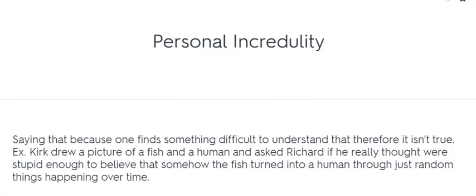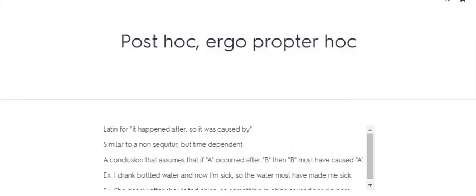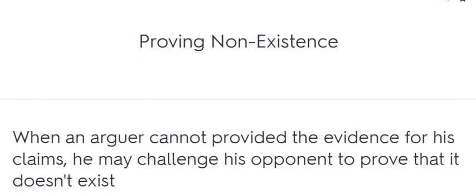Personal incredulity. Saying that because one finds something difficult to understand, it therefore isn't true. Example: Kirk drew a picture of a fish and a human and asked Richard if he really thought we're stupid enough to believe that somehow the fish turned into a human through just random things happening over time. Post hoc, ergo propter hoc. Proving non-existence. When an arguer cannot provide the evidence for his claims, he may challenge his opponent to prove that it doesn't exist.